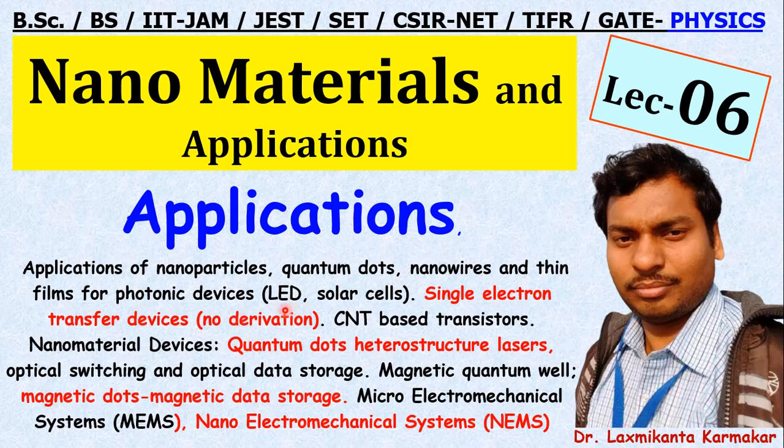devices like LED, light emitting diode, solar cell, then single electron transfer device, then CNT, carbon nanotube based transistors, then nanomaterial devices, that is quantum dot, heterostructure laser, then optical switching and optical data storage, then magnetic quantum well, then magnetic dot, magnetic data storage, then micro electromechanical system MEMS and nano electromechanical system NEMS. So all will be covered in this section.